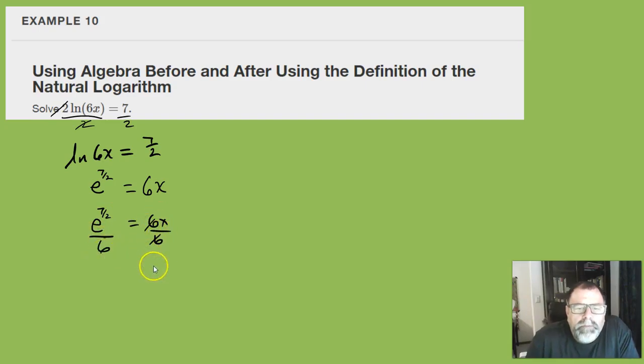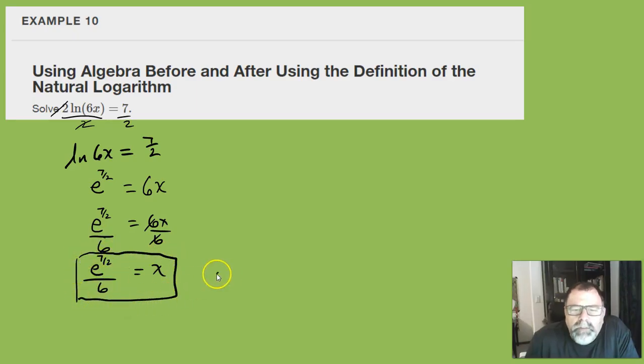So I divide both sides by 6. And again, this is my exact answer. And if I want to approximate it, I can just type it into a calculator and get an approximate, which you should probably do just to practice using your calculator. Let me tell you. So it's about 5.519.